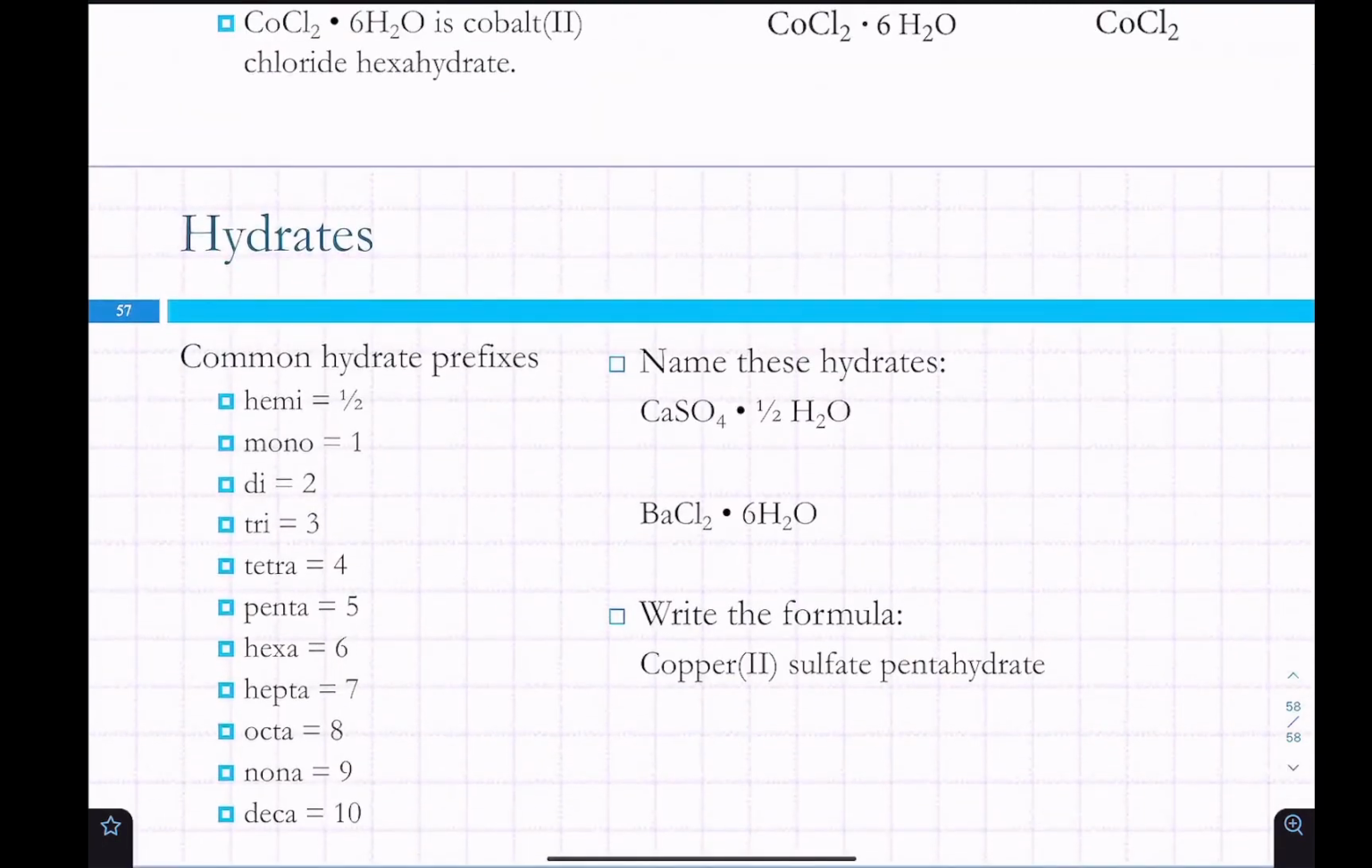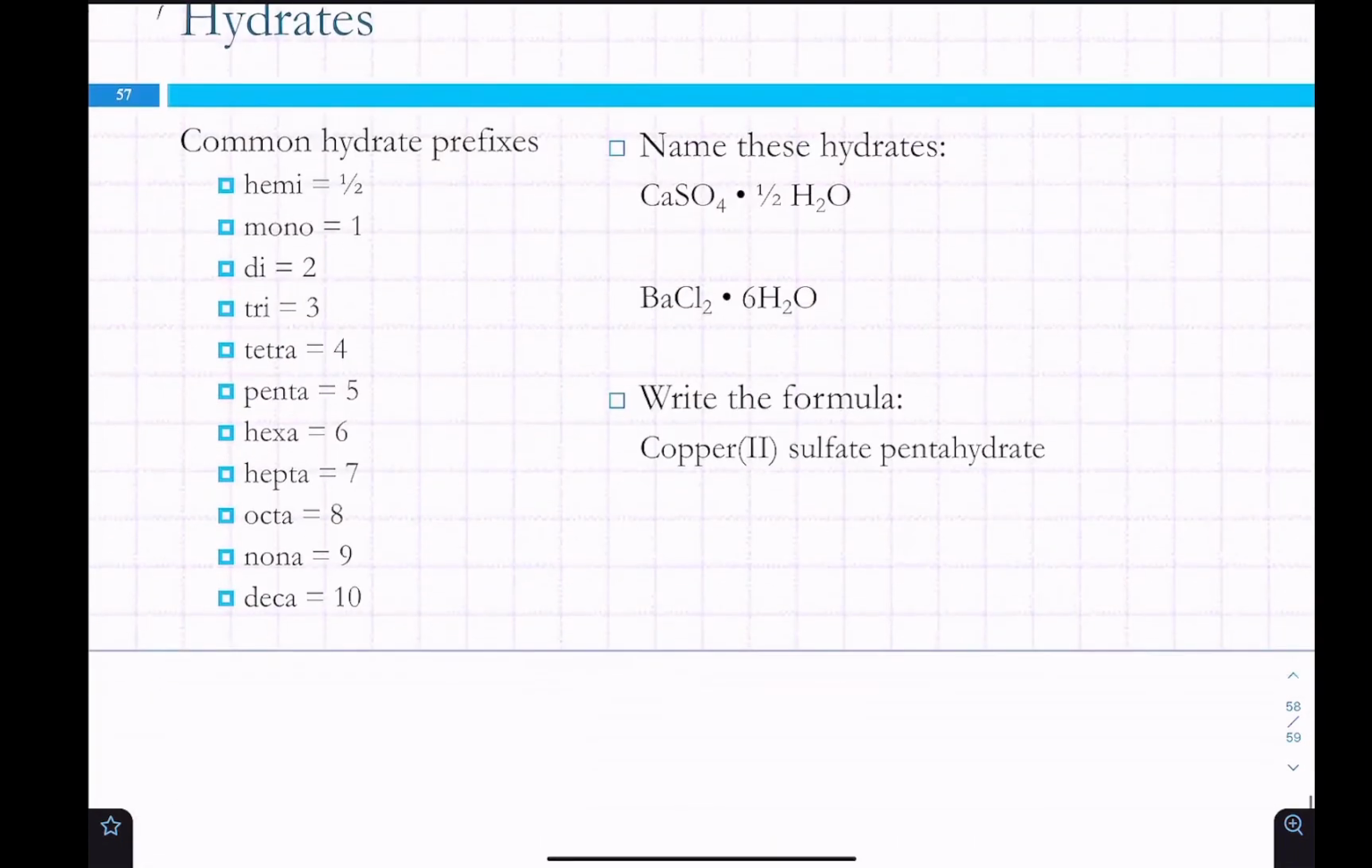So these are the common hydrate prefixes. It's all based on the formula unit. So if there's not at least 1 water per formula unit, it's not like other compounds where we have to have whole numbers, because it's a formula unit. We're talking about a lattice of these things. There could just be half as many waters as there are formula units of the ionic compound, which is a little bit weird, but that's reality.